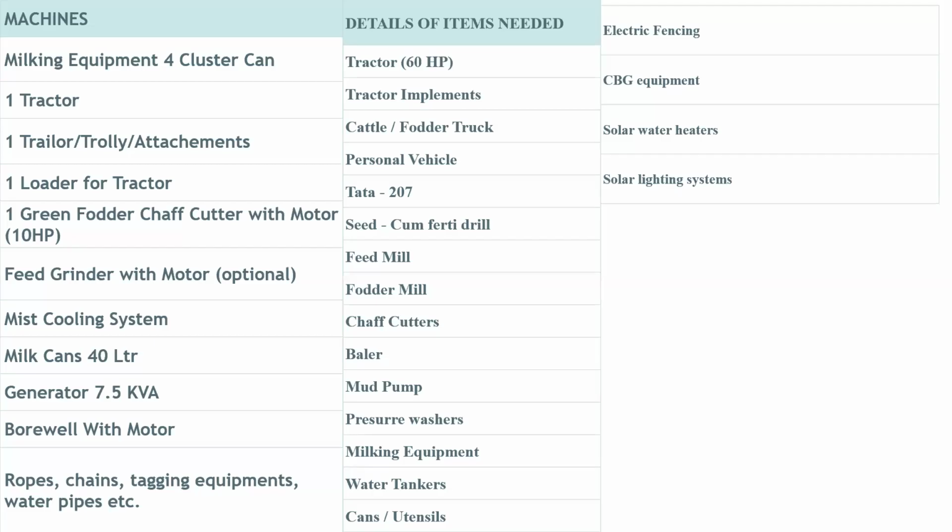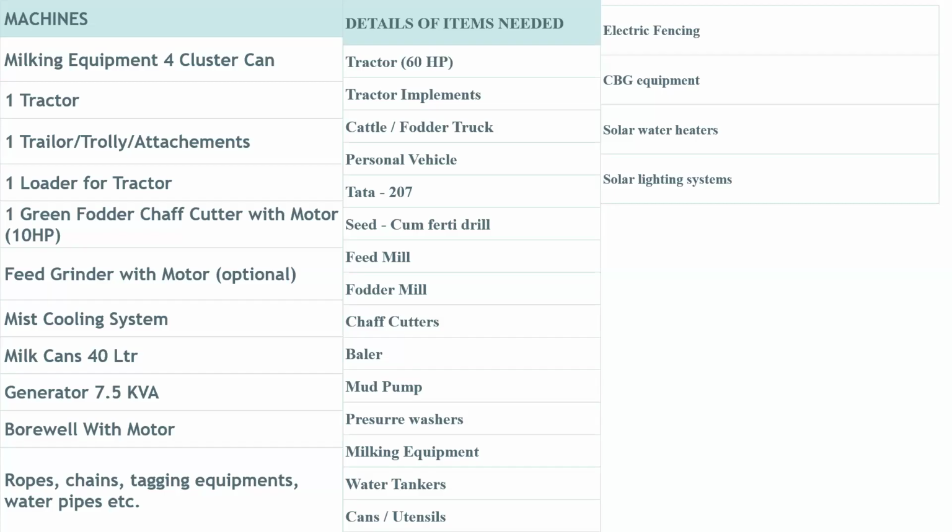Some of the machinery required in the dairy unit is one milking equipment of 4 cluster can, then 1 tractor for transportation, 1 trailer or trolley to carry feed or fodder, 1 loader for the tractor, and 1 green fodder chaff cutter with a motor. A chaff cutter is needed because fodders are very long, so the chaff cutter is used to cut them.